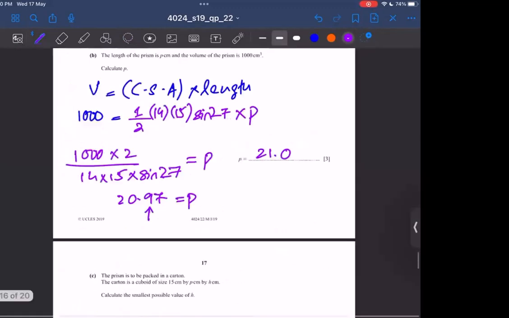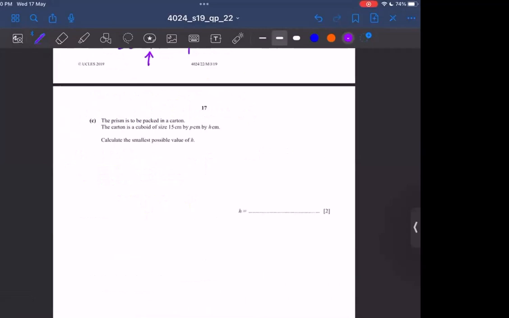6.355 is the minimum value that you can have for the height, so I rounded it to 6.36. This should be the minimum height of the cuboid to pack this prism in the cuboid. This is the height of the prism as well, and it should be the height of the carton as well.